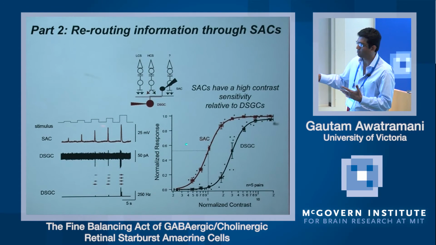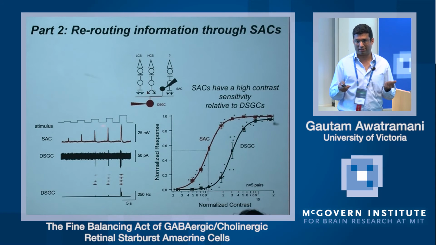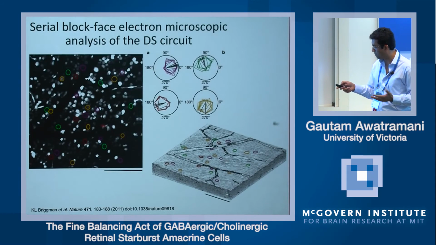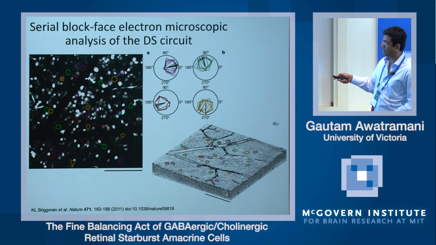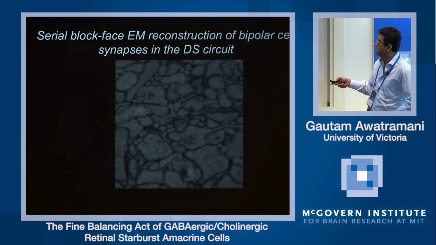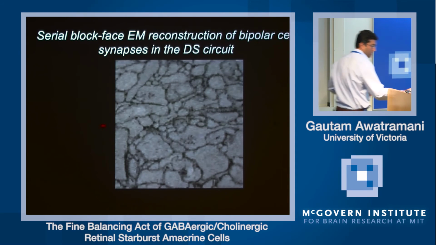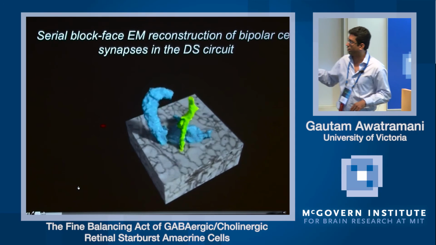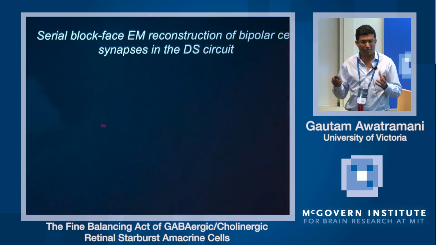But why is the ganglion cell not responding when the starburst is? We assume that they're coming from the same bipolar cells, and the same bipolar cells are connecting to both these cells. To verify that, we went back to the scanning block EM, which we did in collaboration with Kevin Briggman, who identifies direction-selective ganglion cells using calcium imaging and then scans the whole block. Here you're seeing a reconstruction of a bipolar cell terminal and a starburst, and the starburst is in yellow. This is just to give you a sense of what kind of resolution we have.